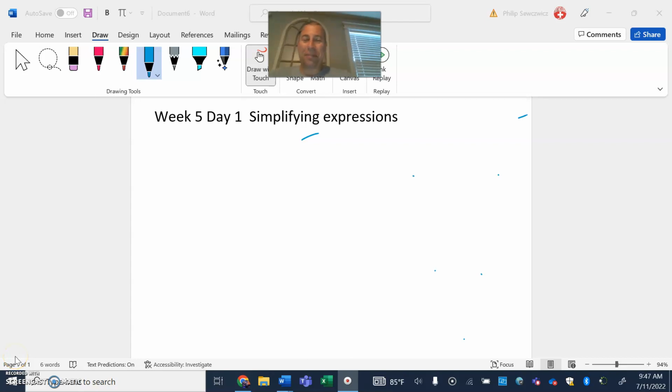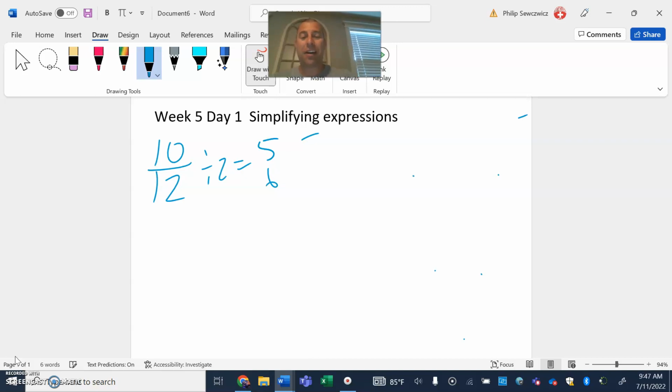So we're simplifying expressions, and that goes back to our days of taking a fraction like 10/12 and being like, wow, we can divide them both by 2. Okay, so divide by 2, and we get 5/6. We've got ourselves a simplified fraction.